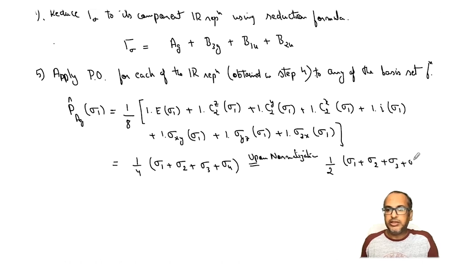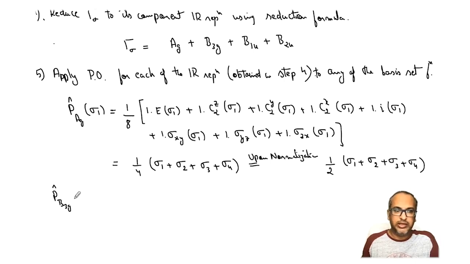Sigma 3 plus sigma 4. So this linear combination would form the basis for the AG representation, and this is going to be normalized, right? Okay. Now let us calculate for the rest of these. So what you have to do is you have to do this exact same thing.